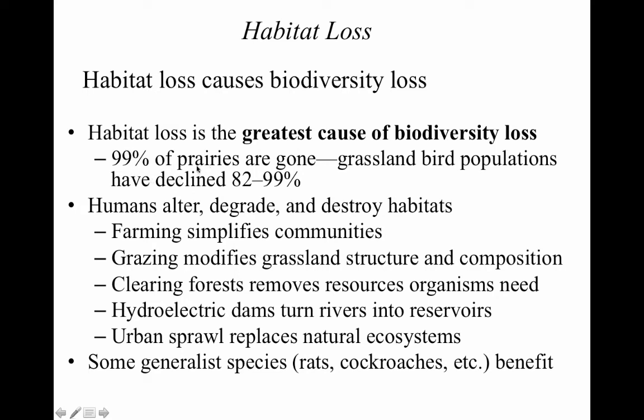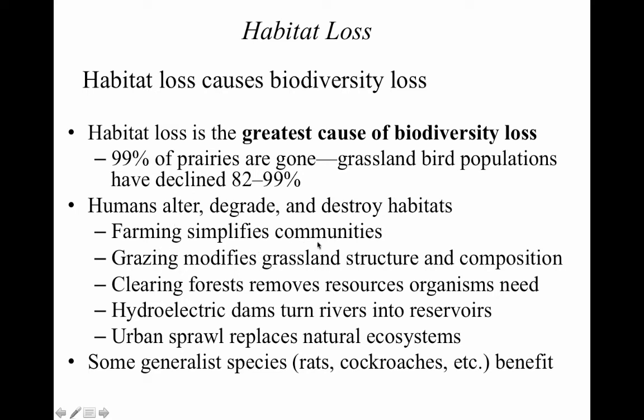In the prairies, which are those grasslands, 99% of them are gone, and grassland bird populations have declined by anywhere from 82 to 99%. The biggest target seems to be the temperate grasslands as they're converted into mostly agriculture. Humans alter, degrade, and destroy habitats. It's what we do. That's our thing.